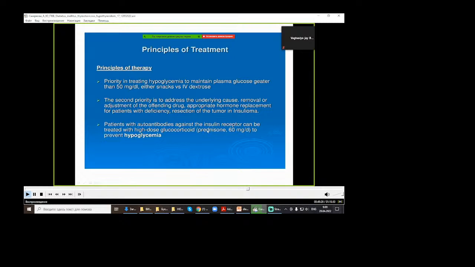Principles of treatment. The priority in treating hypoglycemia is to maintain plasma glucose greater than 50 mg/dL, with either snacks or intravenous dextrose. The second priority is to address the underlying cause: removal or adjustment of the offending drug, appropriate hormone replacement for patients with deficiency, resection of the tumor in insulinoma, and so on. And patients with antibodies against the insulin receptor can be treated with high doses of glucocorticosteroids to prevent hypoglycemia.